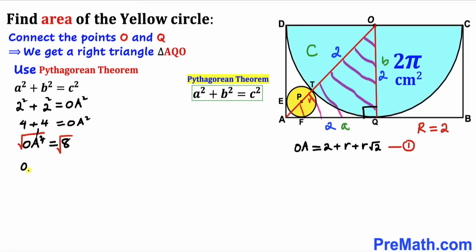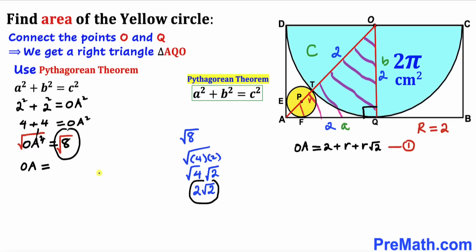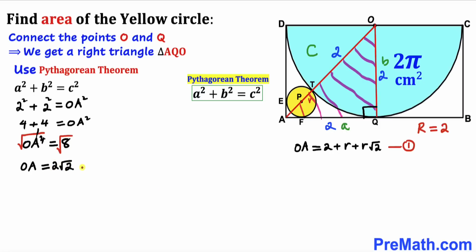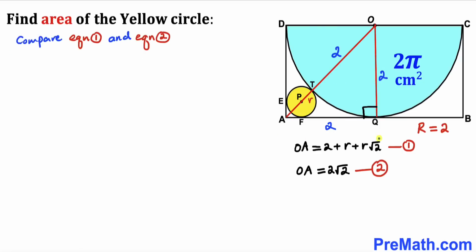So our OA value turns out to be equal to, and we know that the square root of 8 could be simplified to 2 times the square root of 2. So therefore I can write this thing 2 times the square root of 2. Let me go ahead and call this our equation number 2. And here's our next step. Let's go ahead and compare these equations 1 and 2.